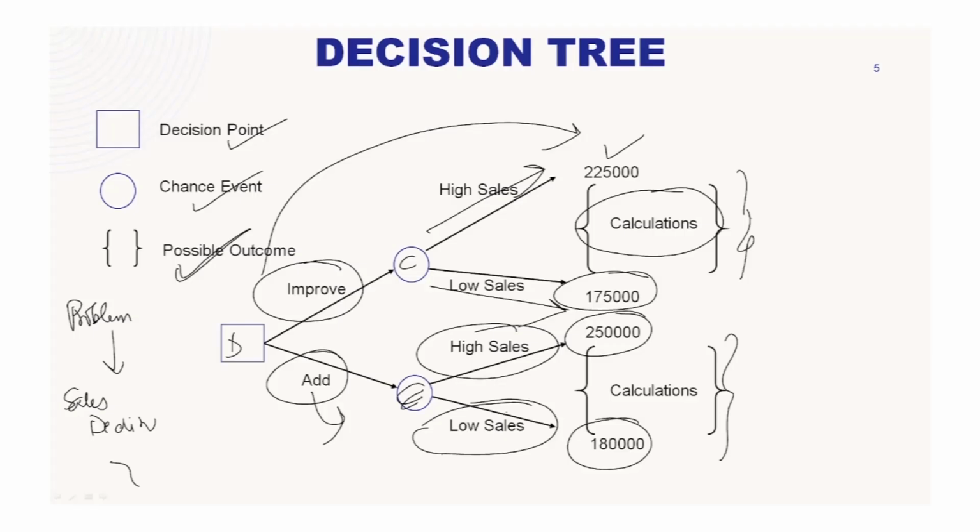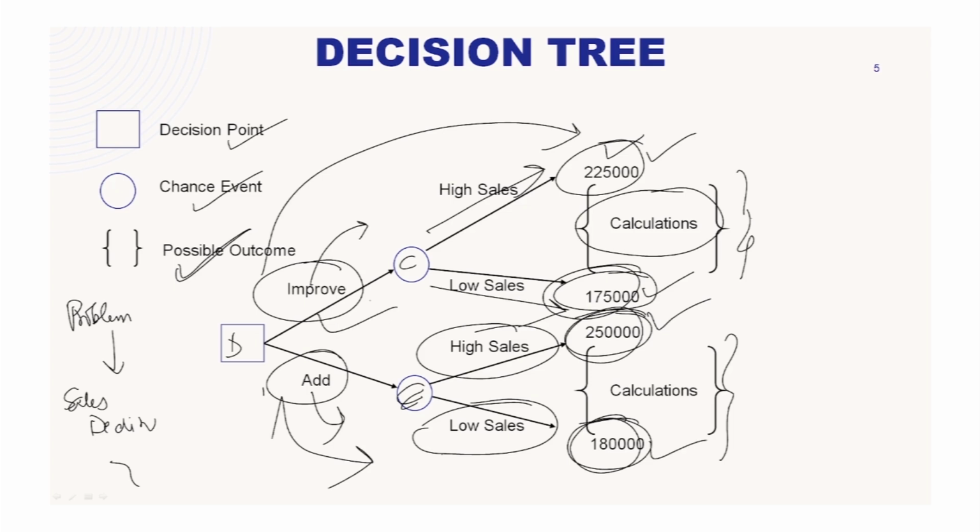It can be seen that when you are improving the product, the higher sales you can achieve is 2,25,000 and the lower is 1,75,000. Whereas when you are introducing a new product instead, the higher sales is 2,50,000 and the lower is 1,80,000. So any day the manager will be taking the decision of adding a new product in the market, because the maximum sales is higher than the improvement of the product, and the lower sales is also higher than the improvement of the product. So this is the decision tree.